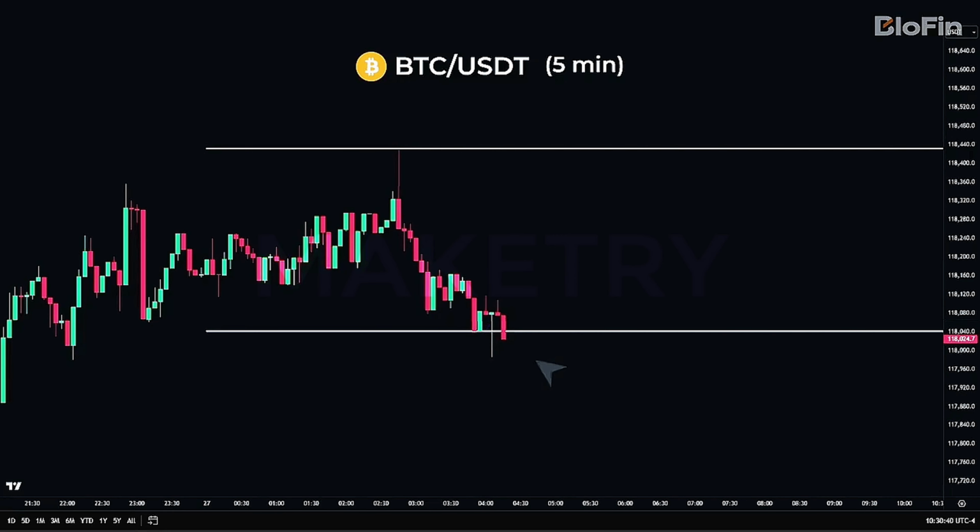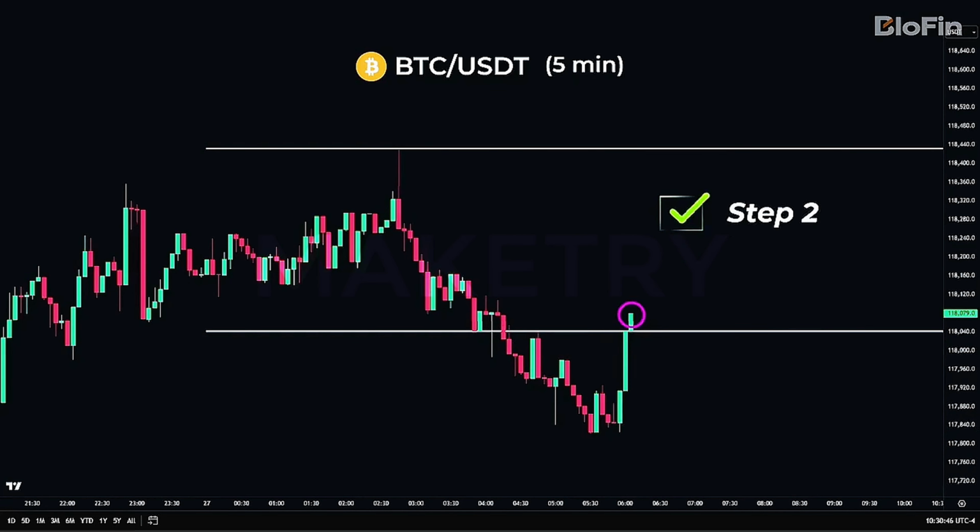But shortly after, we see another breakout, but this time, the candle does close below the range low. So that's the confirmation we needed. Now, we wait for price to re-enter and close back inside the range again. And right here, the candle closes back inside. So that completes step 2. Now we move to step 3, which is our entry.